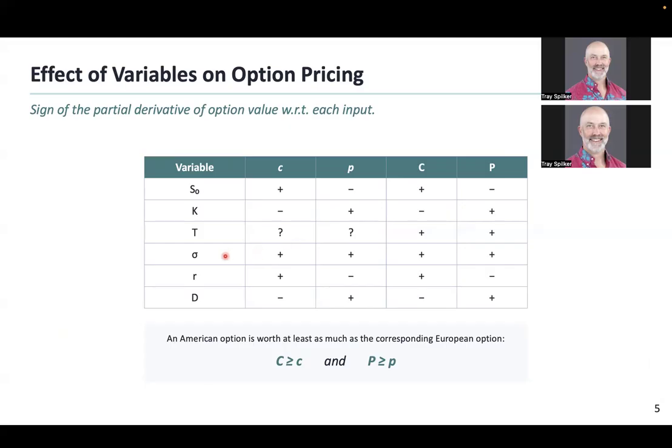Volatility is always good for options, regardless of the option type, right? So if volatility of the underlying stock increases, then the value of the put and the call option increases, period.